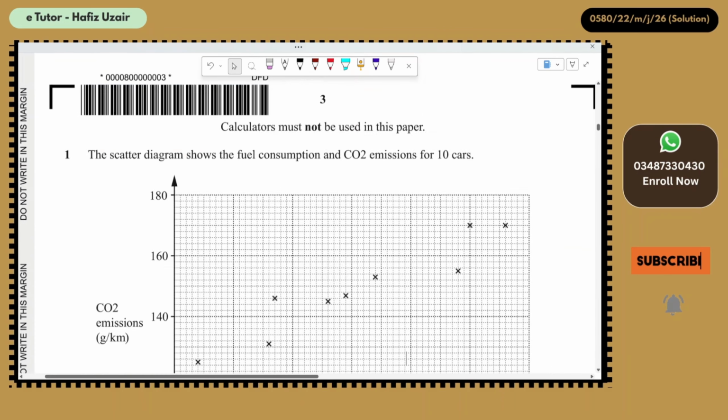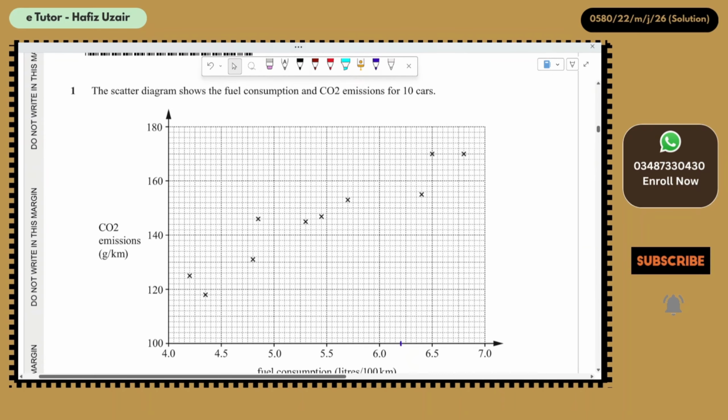Let's start with question number 1. Alright. So now question number 1 is related to scatter diagram. You can check that in this scatter diagram you have fuel consumption and CO2 emission graph for 10 cars.